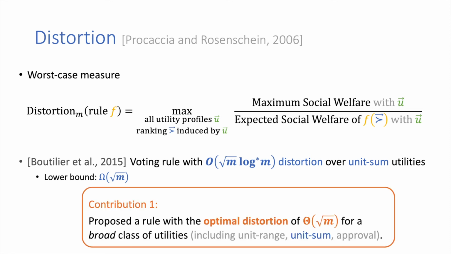We closed this gap by proposing a rule that achieves the optimal distortion of square root m, and it also works for a broader class of utilities.